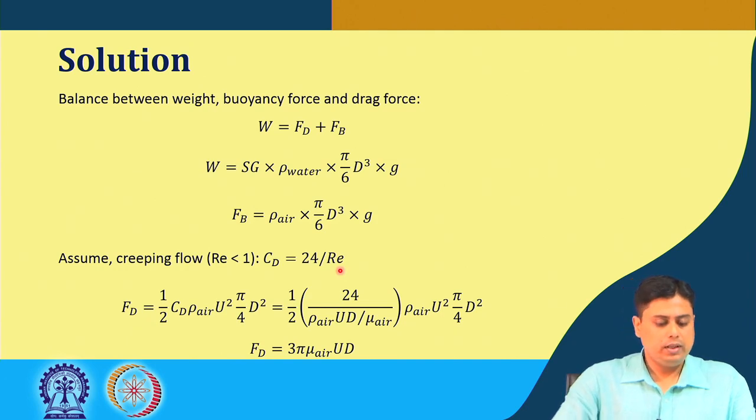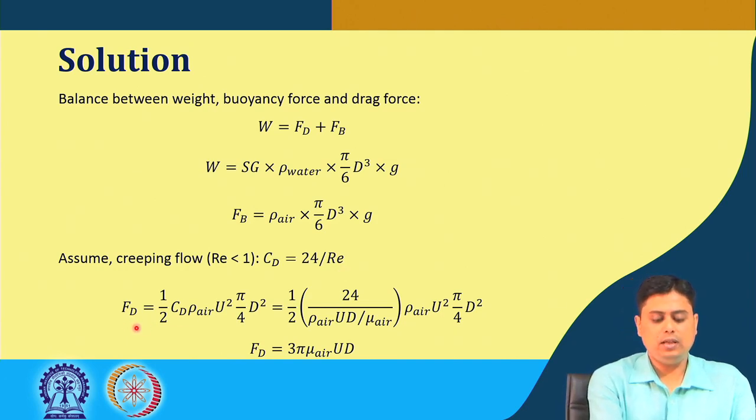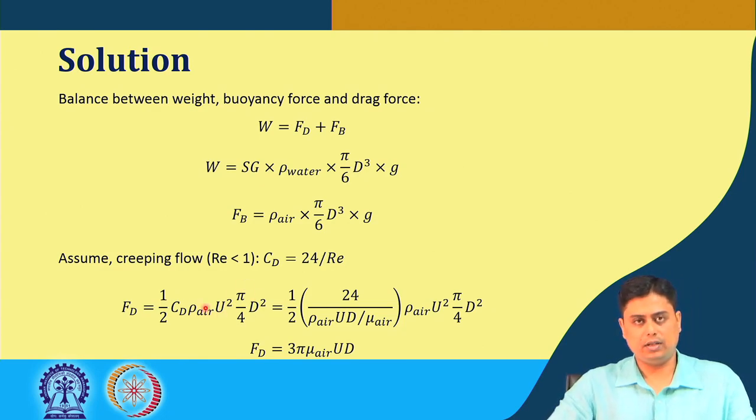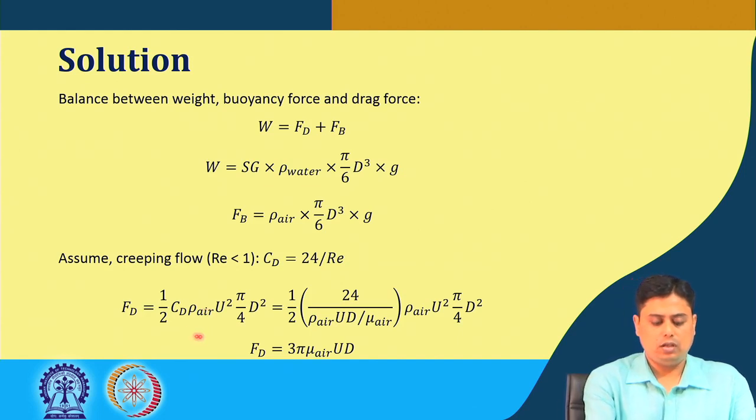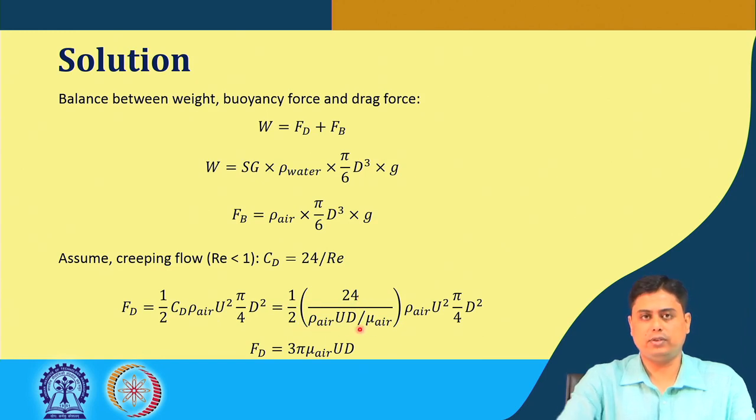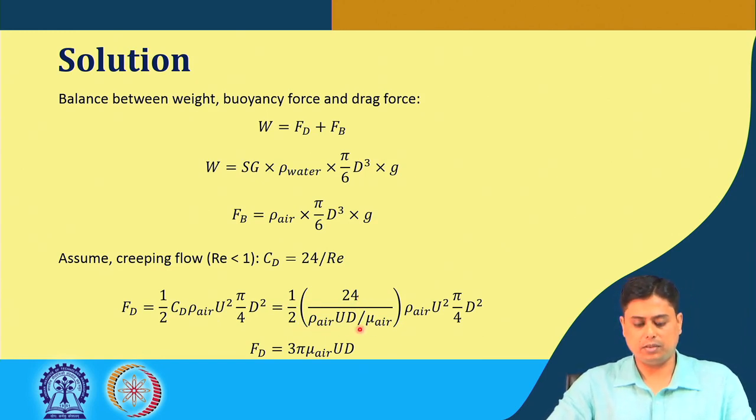Okay. So, in this case the FD is calculated as half CD rho air u squared multiplied by the cross-sectional area of that spherical object, where CD is replaced by 24 by Reynolds number, where Reynolds number is defined like this parameter.